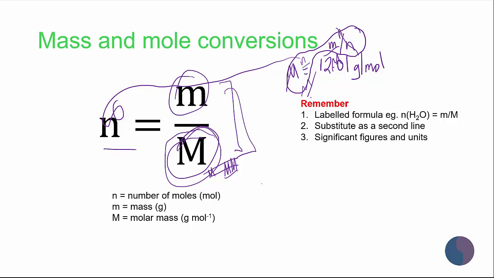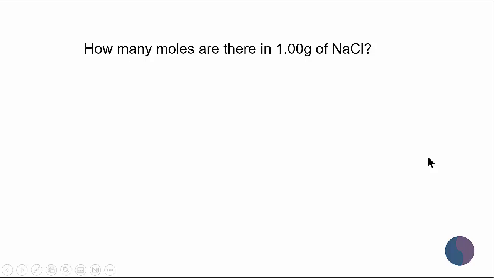Okay, and as with everything, just a quick reminder, just so that you don't get confused, always label the formula. So put in brackets which chemical you're working with. And then always write a second line that clearly shows the substitution, and always write the number of sig figs with units at the end. That will allow the marker to give you error carried forward marks, so that they can clearly see what you've done and clearly give you the right marks and follow your error through. Okay, so let's just do a few of those.